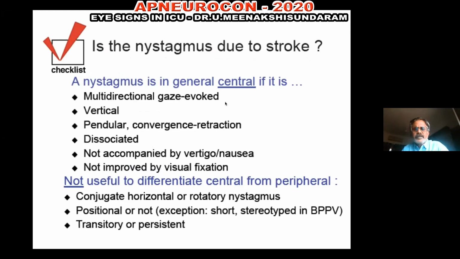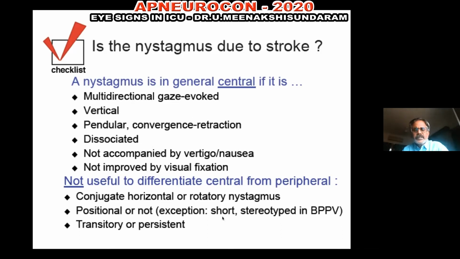If it is multidirectional, it is gaze evoked. If it is vertical, any pure vertical nystagmus is definitely central. Pendular nystagmus or convergence retraction nystagmus is central. Dissociated nystagmus is the other name for INO. If it is not accompanied by vertigo and nausea, meaning that for peripheral vertigo they are one of the symptoms, while central vertigo is more likely to be one of the signs. If it is not improved by visual fixation, then in all likelihood we're dealing with a central cause.